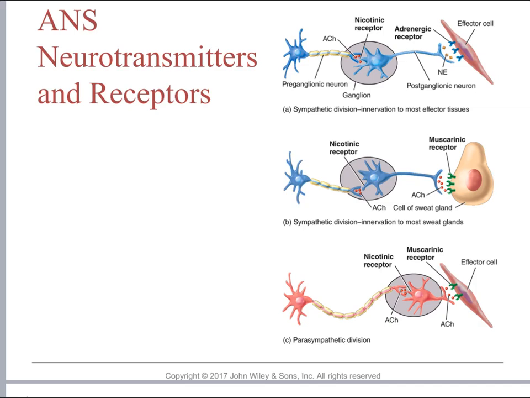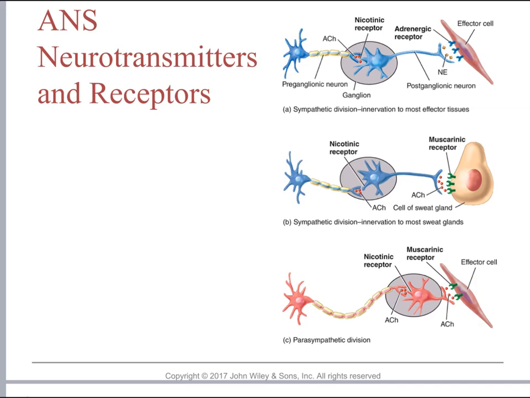Now, nicotinic receptors are key players in neuronal communication, converting neurotransmitter binding into membrane electrical depolarization. Muscarinic are going to be a little bit different. They're activated by muscarine, whereas nicotinic are activated by nicotine. Now, let's take a closer look at these nicotinic receptors in the sympathetic division. One pathway is going to utilize an adrenergic receptor on the effector cell, and one is going to utilize a muscarinic receptor on the effector cell.